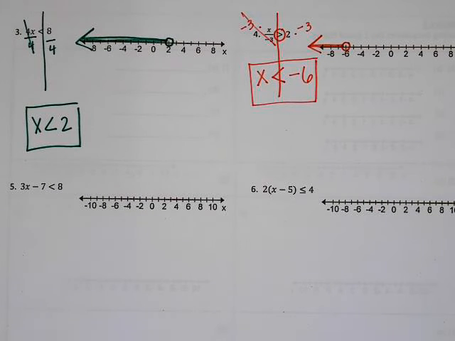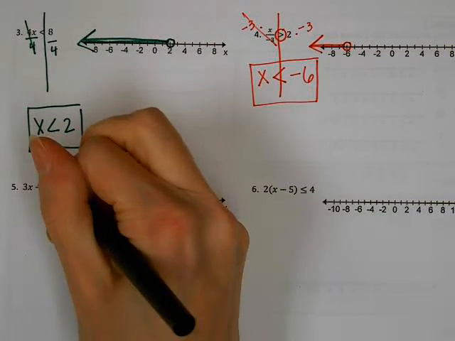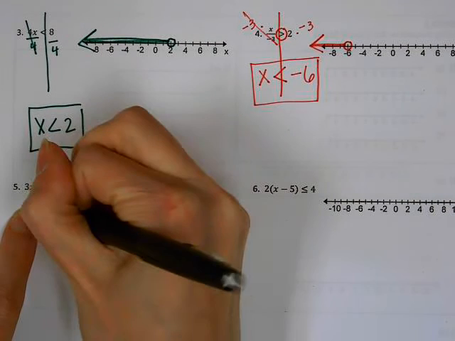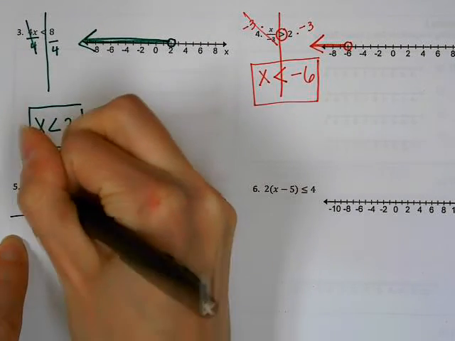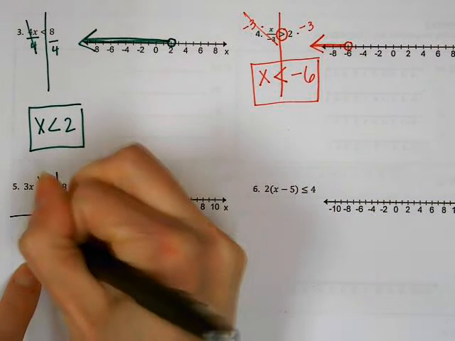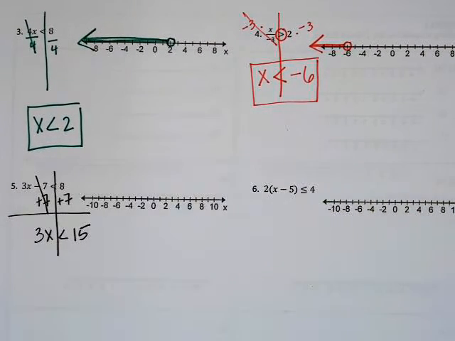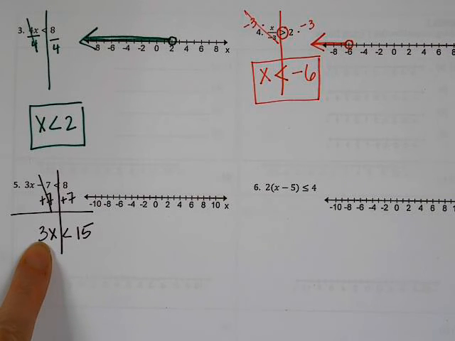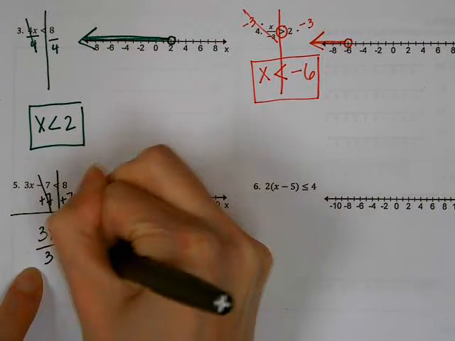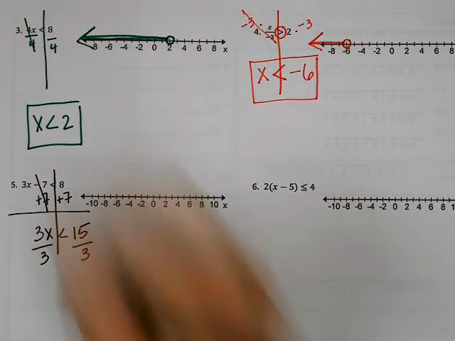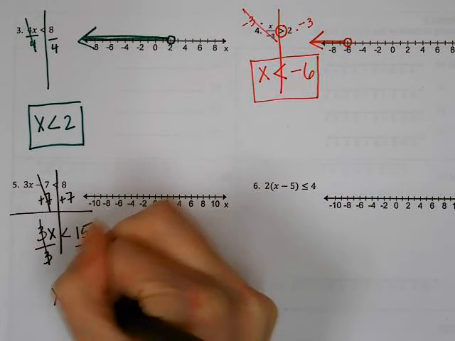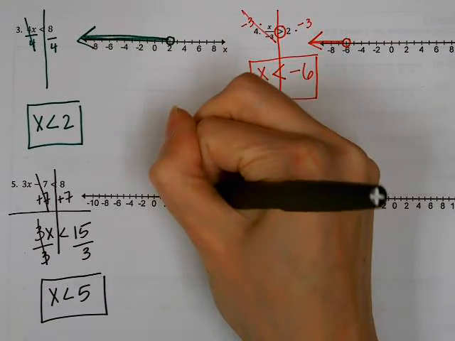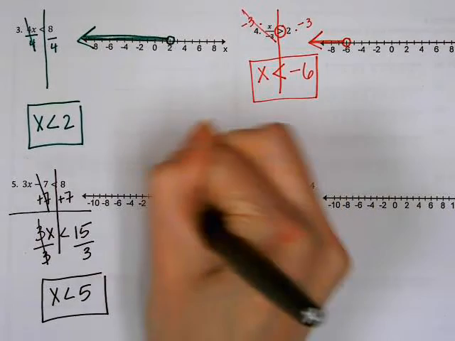Number 5, draw the wall. To undo subtracting 7, we add 7. And then you guys have 3x is less than 15. And then one more step, to undo multiplying by 3, we divide by 3. And then these cancel. You have x is less than 5. And then again, you guys know that would be an open circle at 5, and less than means left.